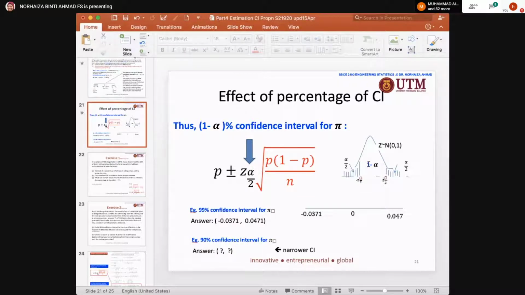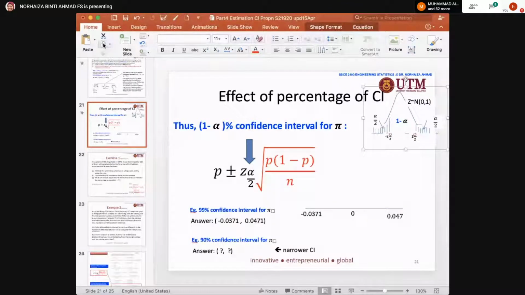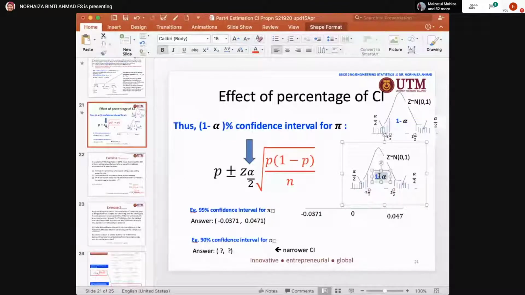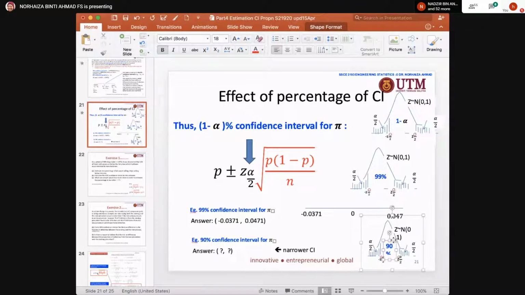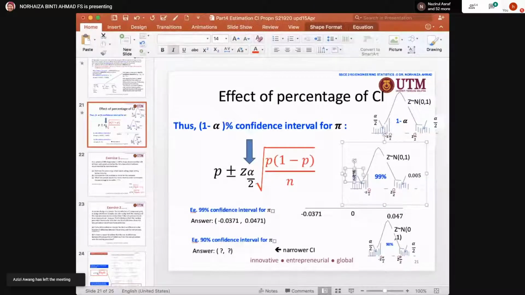So just imagine, let's say this is a general one. Let's say I have a 90% here, and let's say this is 99%. If I have 90%, I'm going to have a much smaller ratio value here. So for 99%, what do I get? 1% divided by 2 is 0.005.